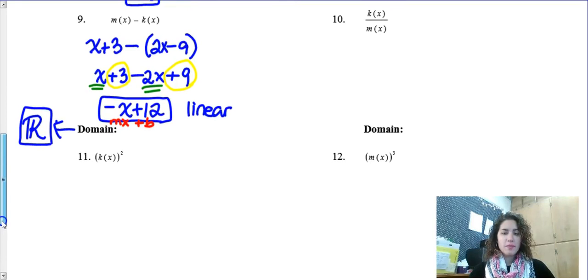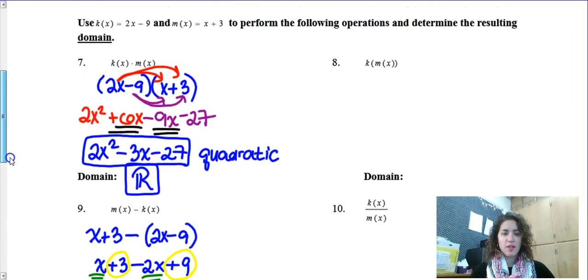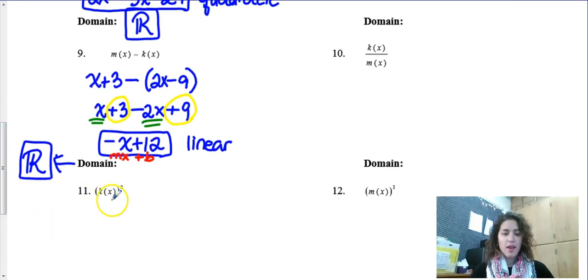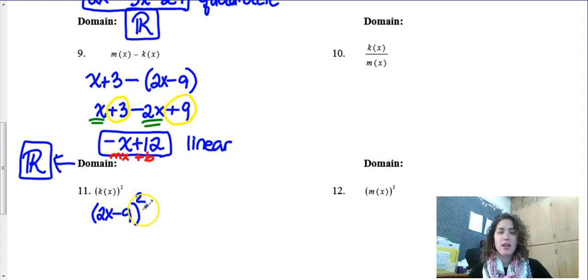For number 11, we're still using the same functions up here, k and m. It says k of x all squared. K of x is represented by 2x minus 9. So where I see k of x, I can actually write 2x minus 9, and then it's being squared. So I'm hoping from last year we remember that if we see this notation, 2x minus 9 all squared, we cannot just go like this and send in the 2 like that. Nope, can't do that with exponents.